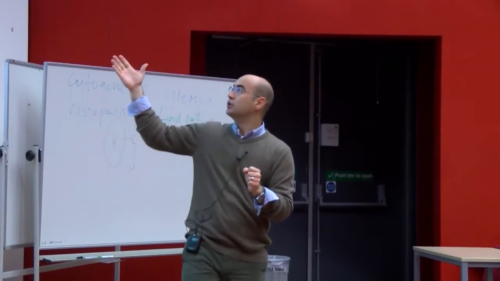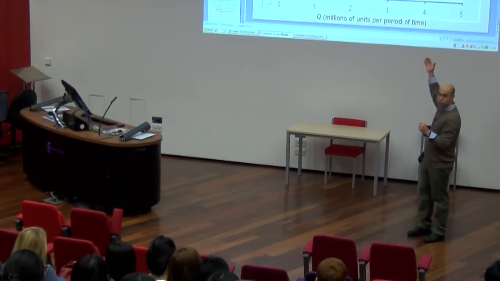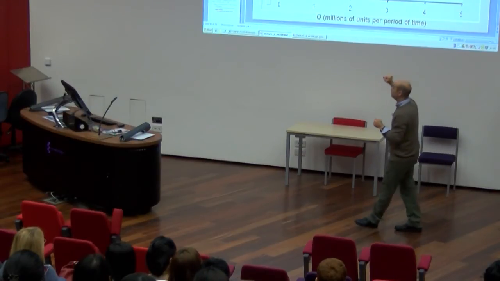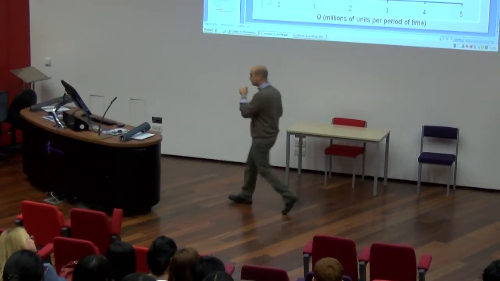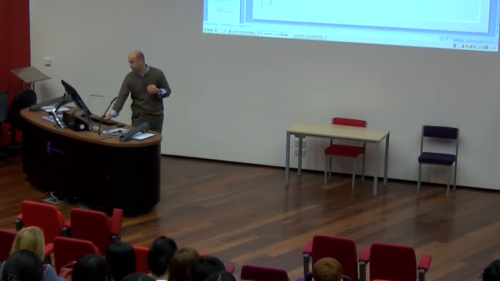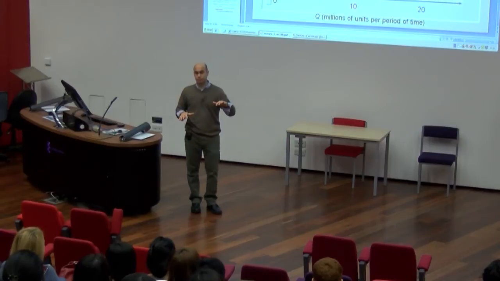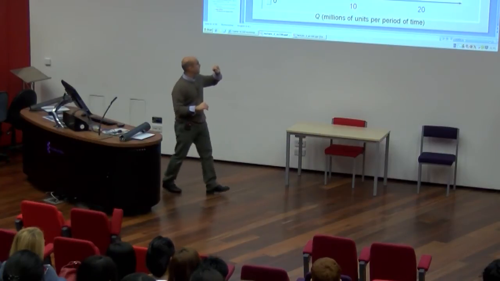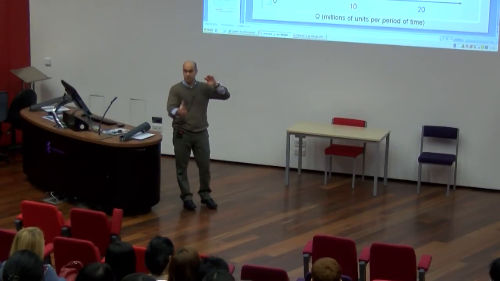Now, total expenditures here. Suppose consumers are buying 3, on aggregate of course, at a price of 2, which leads to a total revenue of 6 million. It's just the blue area in this graph. Very simple. Now, suppose we're looking at a situation in which the demand is rather elastic. You start selling at 4, with consumers buying 20, so you have a revenue of 80.